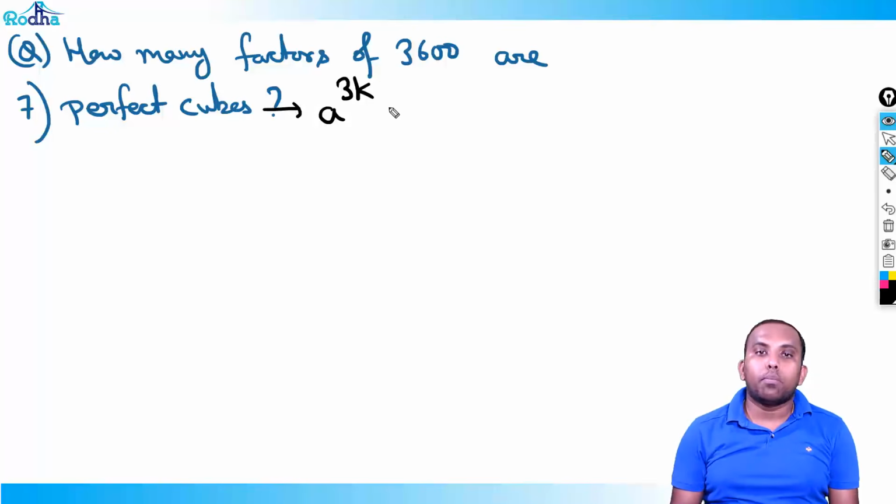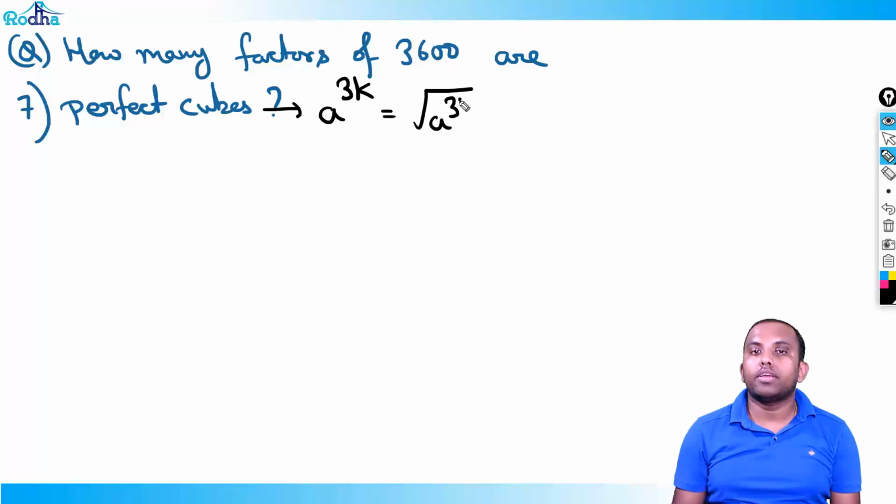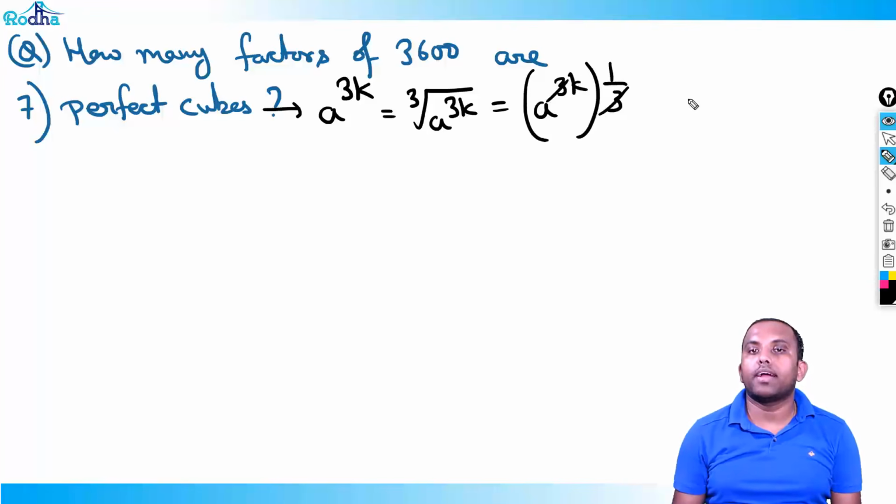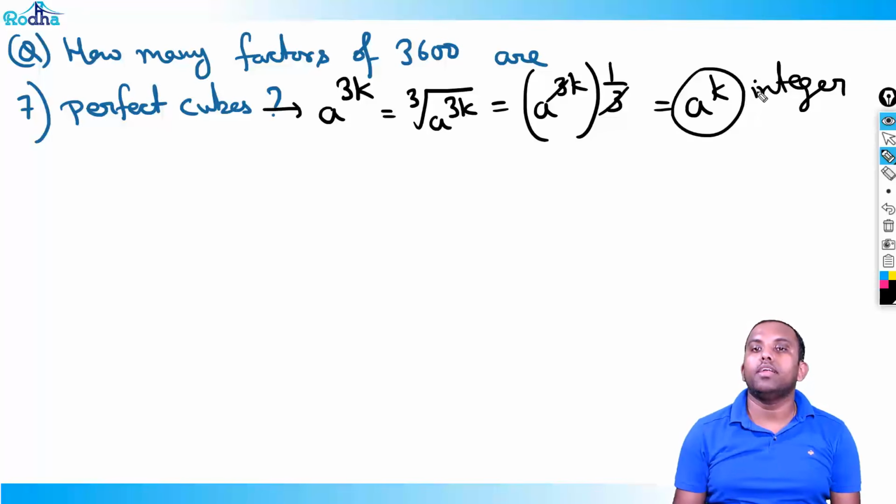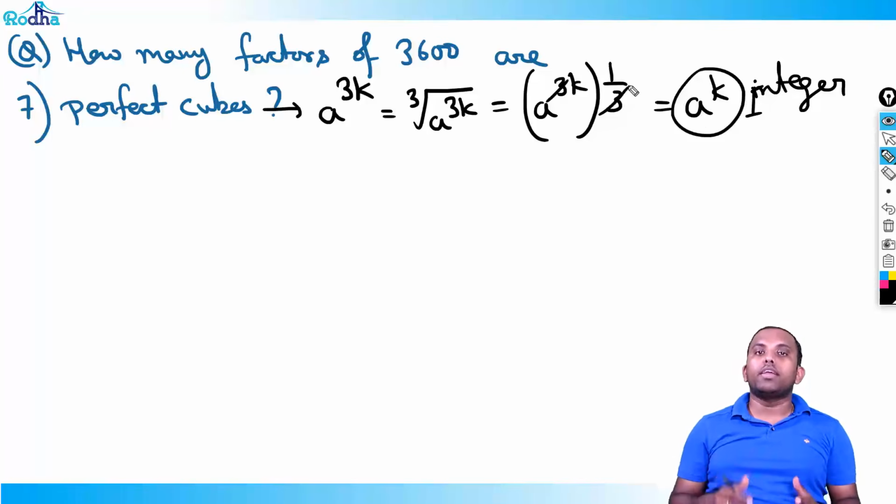Why? Because in a perfect cube, if you take the cube root, right? Cube root means the power is 1 by 3. So 1 by 3 gets cancelled. So you'll be left with a raised to k, which is an integer, right? So a perfect cube means if we take the cube root of that number, the result will be an integer. This is what a perfect cube means, right?